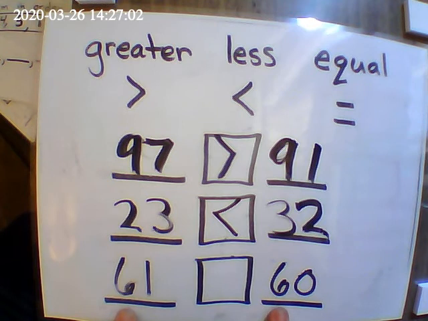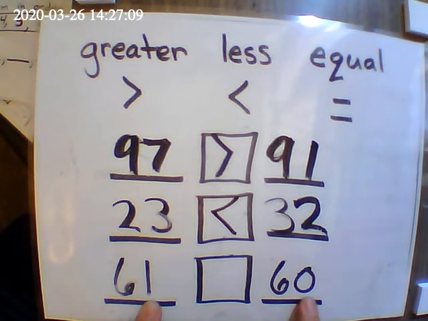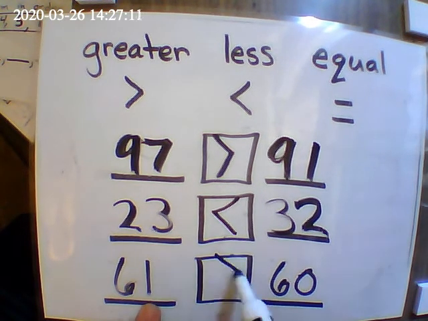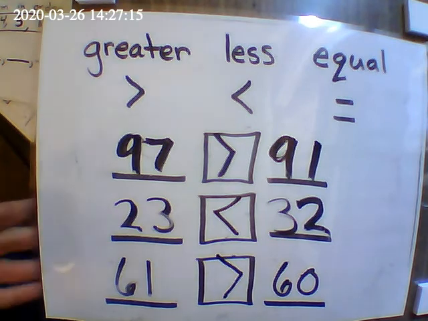61 and 60. So the 10s are the same, so I must jump to the 1s. 1 one in 61, 0 ones in 60. 61 is greater than 60.